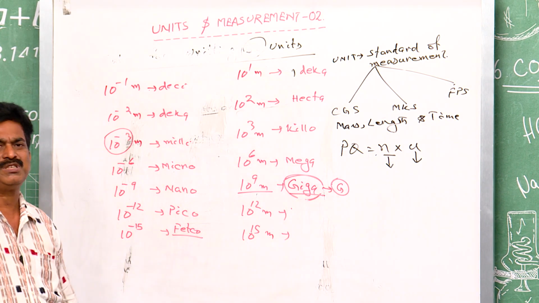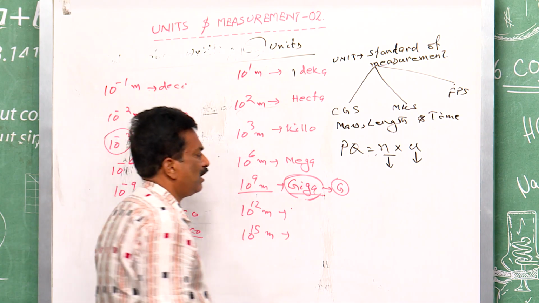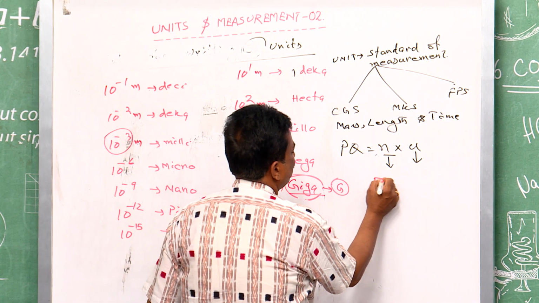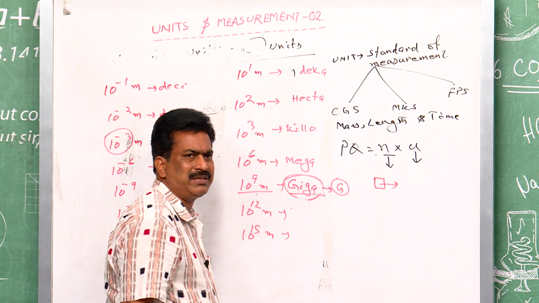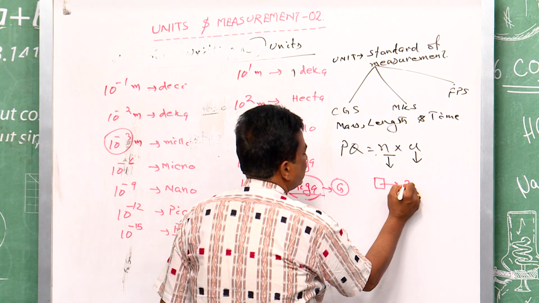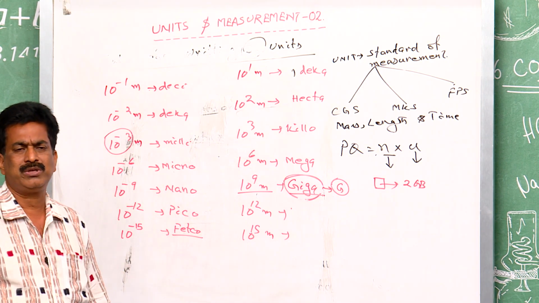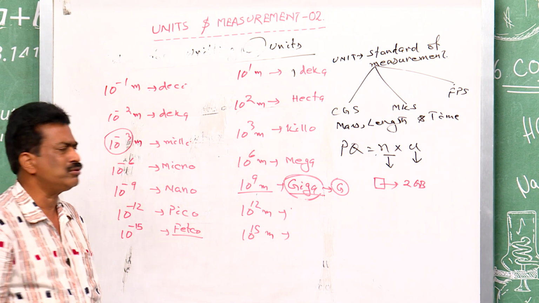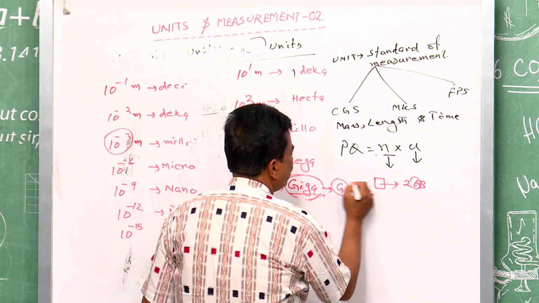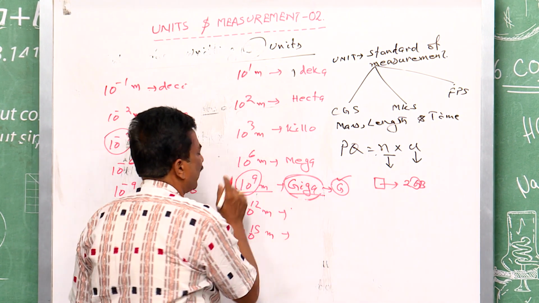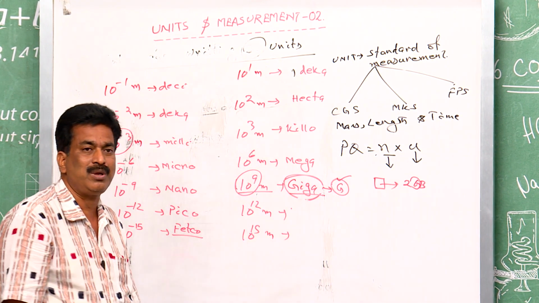For the knowledge of the symbol G, suppose this is a chip. This chip has its capacity. As we are saying, its capacity is 2 GB. So G means giga. Giga means 10 to the power of 9. You think what is 10 to the power of 9?